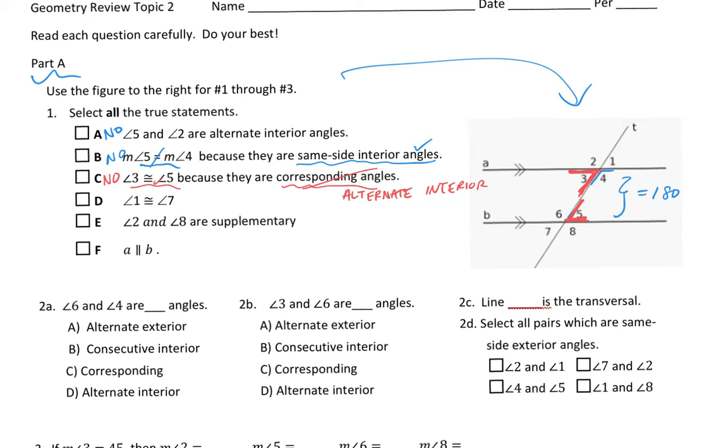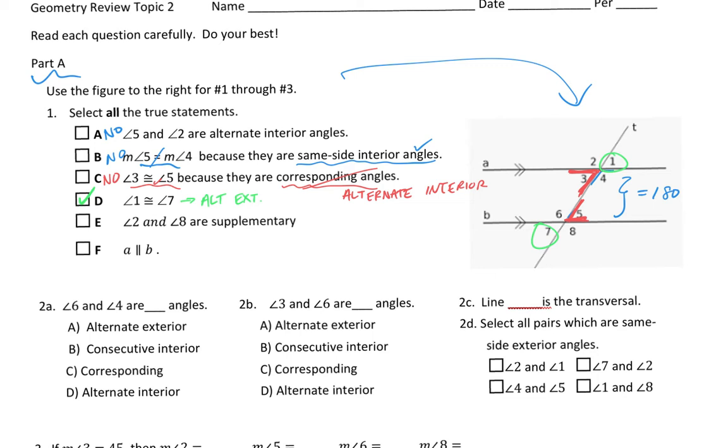They were alternate interiors. Up next, it says that 1 is congruent to 7. That's true. They're alternate exteriors, and they are congruent. So yay, I get to check a box.